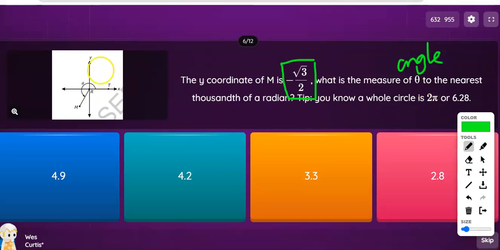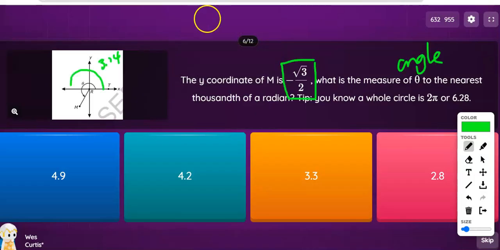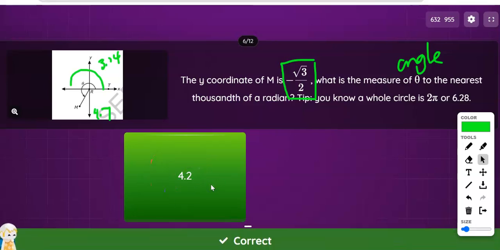You know a whole circle is 6.28. You know a half circle is 3.14. We're going a little bit more than a half a circle. I'm not quite going to 3/4 of a circle, which would be 4.7. Remember, a circle is 2 pi, or 6.28. 3/4 of that would be 4.71. So if I go all the way to the bottom, I'm at 4.7. I'm not quite going all the way to 4.7. I'm looking for something a little less than 4.7. The only one it could be is 4.2.